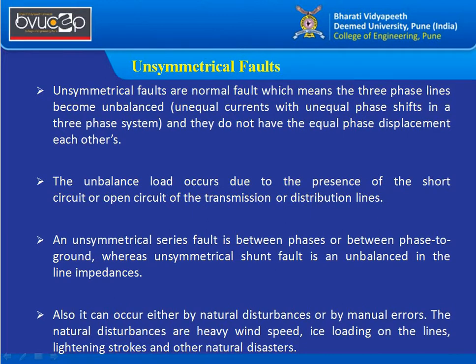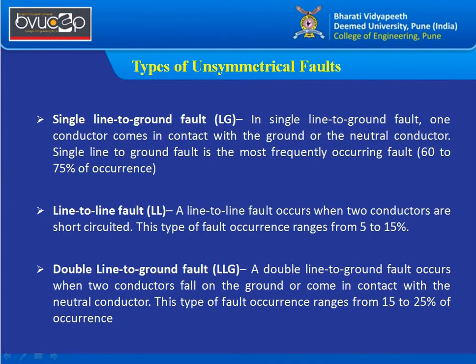The natural disturbances may be heavy wind speed, ice loading in the ice falling countries, lightning strokes, and other natural disasters. Here, the types of unsymmetrical faults we are going to consider are line to ground, line to line, and double line to ground. Single line to ground is the most common fault because it occurs on only one phase out of the three phases with respect to ground. One conductor comes in contact with the ground or the neutral conductor. It is the most frequently occurring fault, at 60 to 75% of occurrence.